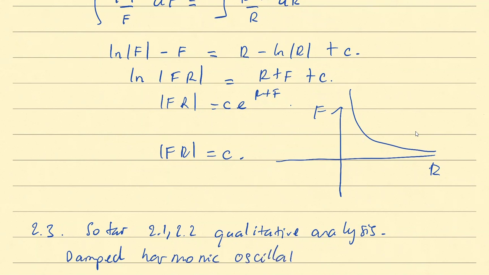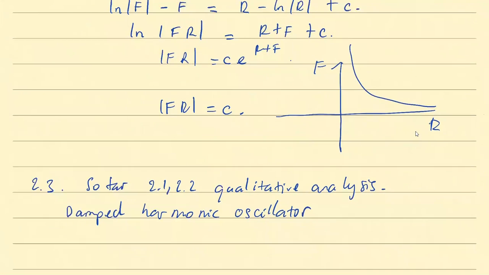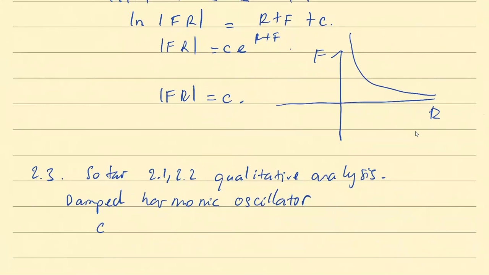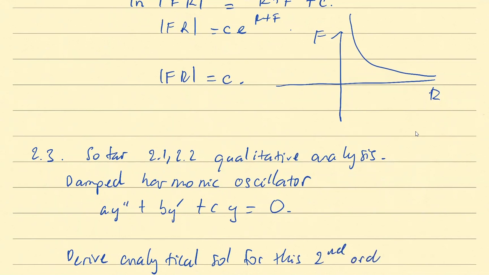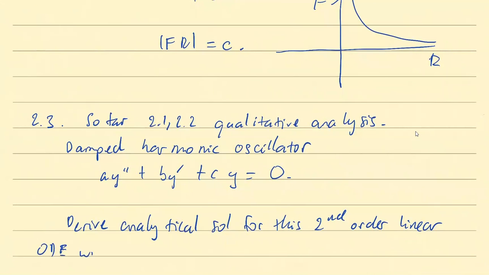That's the title. But in reality, what it's discussing is an equation of the type a y double prime plus b y prime plus c y is equal to 0, and telling you how to solve it analytically. So derive the analytical solution for this second order linear ODE with constant coefficients.